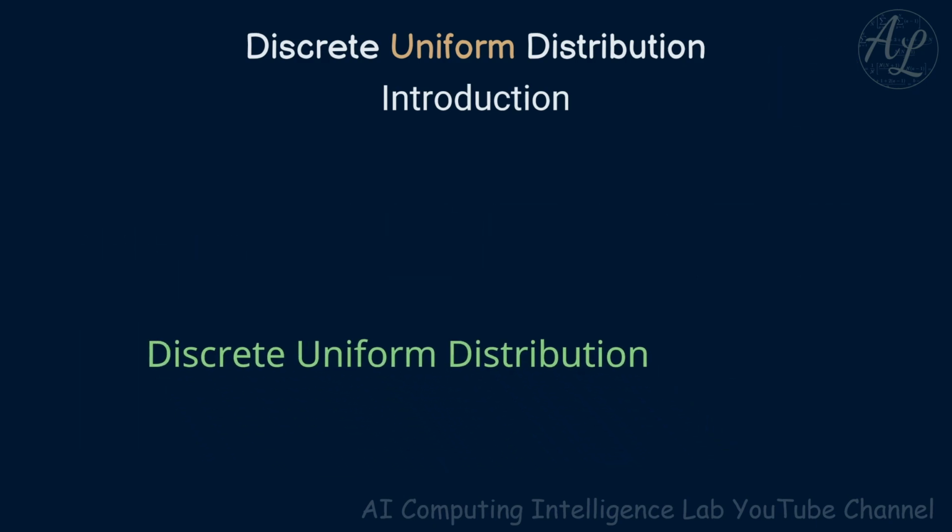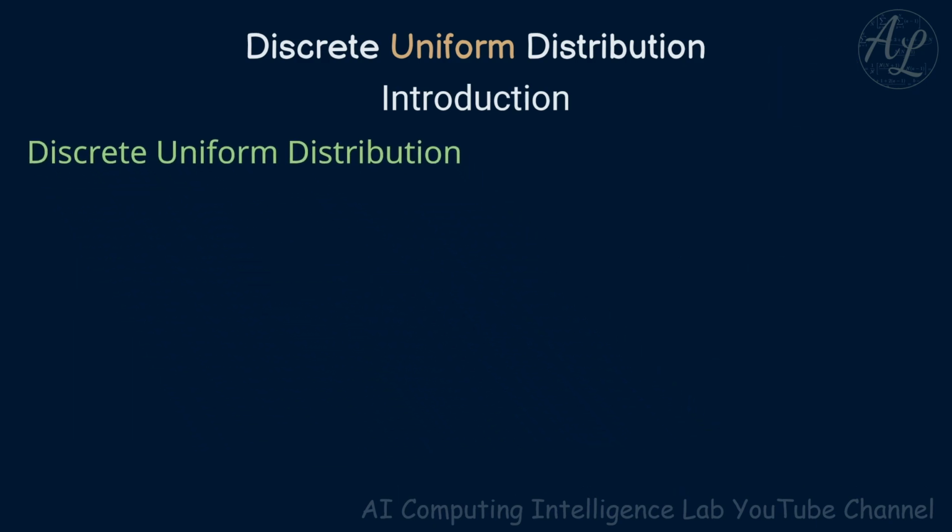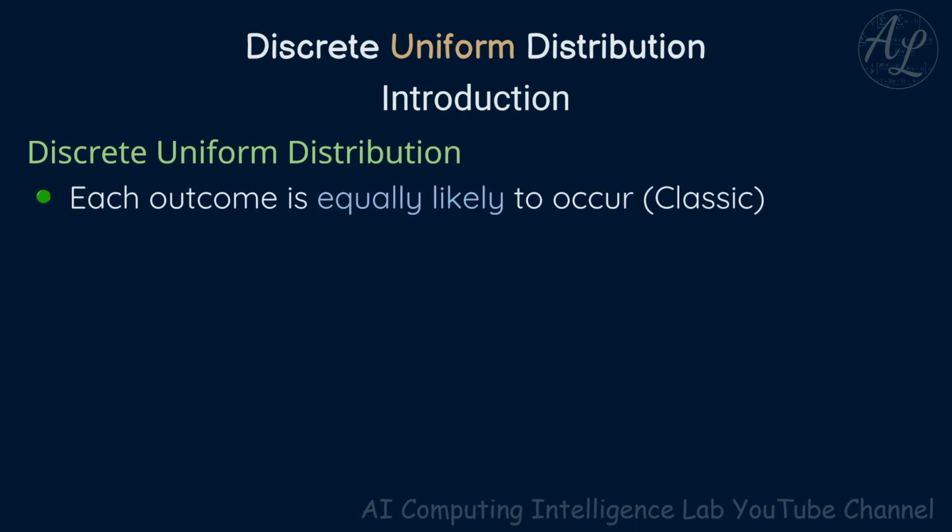Now let's discuss what a discrete uniform distribution is. In a discrete uniform distribution, each outcome is equally likely to occur. This is a classic definition, and this is what you see in most textbooks. I will update this later as we go on with the discussion in this video. Also, for the discrete uniform distribution, the number of its outcomes is finite since it is a discrete distribution.